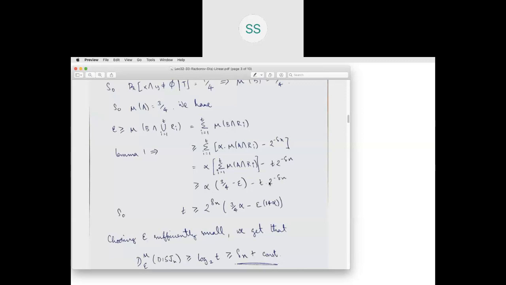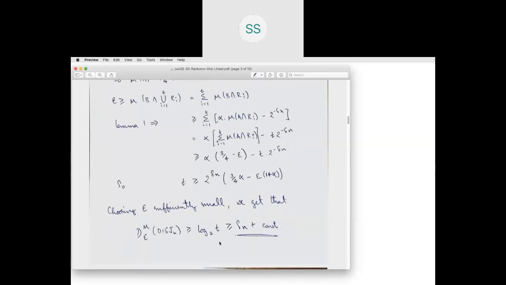So you get this, and now just rearranging the terms, we get that epsilon is greater than or equal to this. So if you take T to the other side, epsilon minus epsilon here, you get that, and you multiply both sides by 2 power delta n. So now the minus is gone: 2 power delta n times (3/4 alpha minus epsilon times (1 plus alpha)). This is just basic algebra. And we can choose epsilon adequately small and take log base 2 to get that log T is at least delta n plus this.